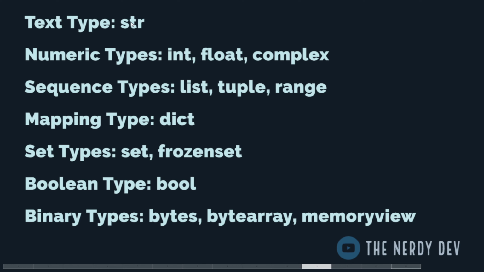Then we have set types. A set is a data structure that contains unique values. So set, frozen set. Then we have Boolean type, which you can define using the bool function. And then we have binary types like bytes, byte array, memory view. So let us go briefly over some of these types.